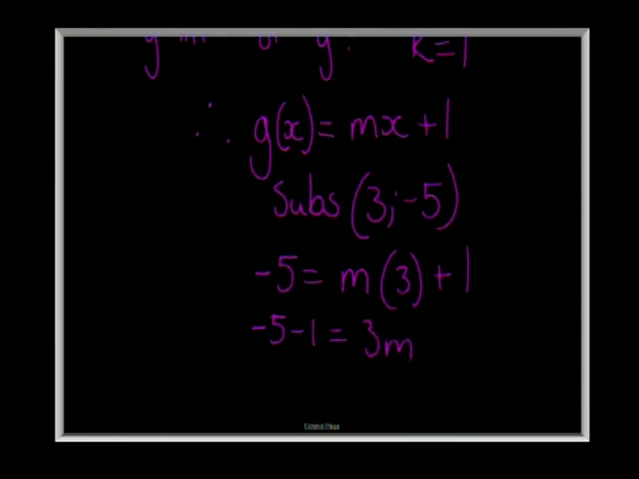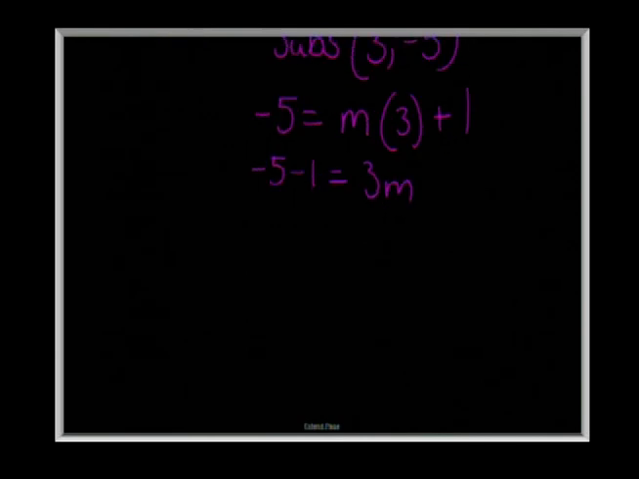Now, you'll notice at the same time I've multiplied 3 by m to get 3m. m is still not alone, so I'm going to get rid of the 3. Because the 3 is multiplying m, I'm going to get rid of it by dividing both sides by 3, giving me an answer of -2.